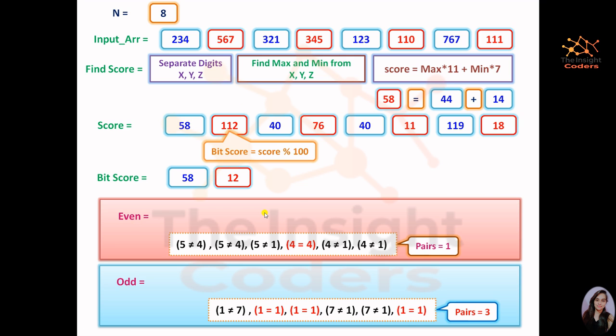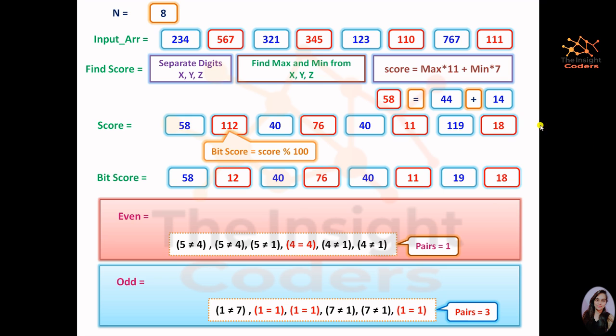Then 12, here 1 is rejected. Others are only 2-digit numbers. But this 119, here we only need 19. So the same formula is required here and so on. So we have found our bit score values as well.